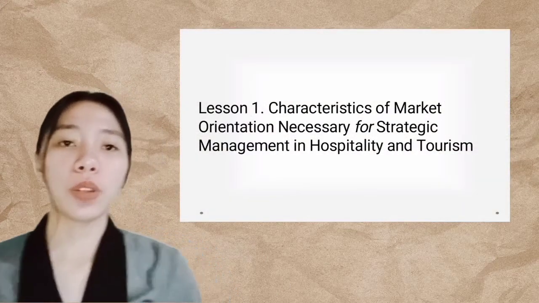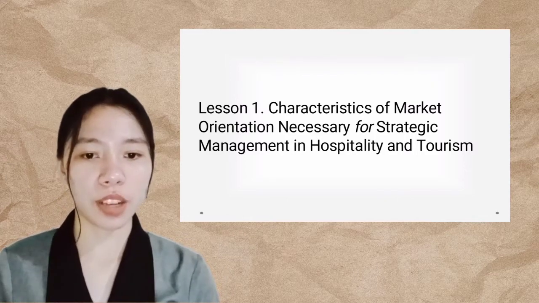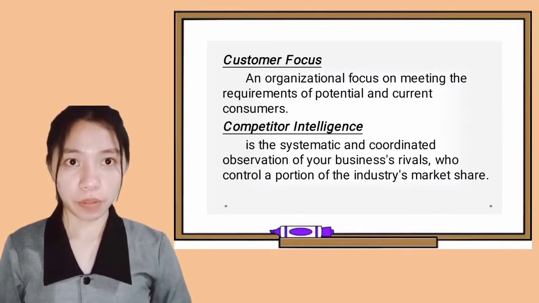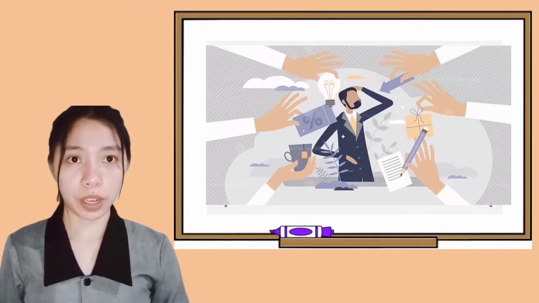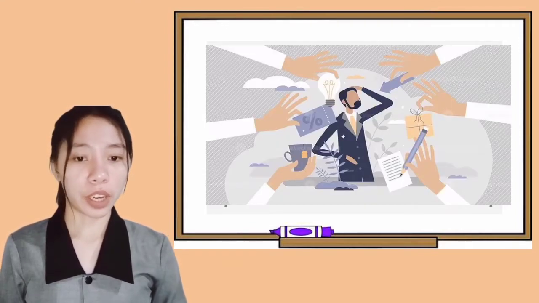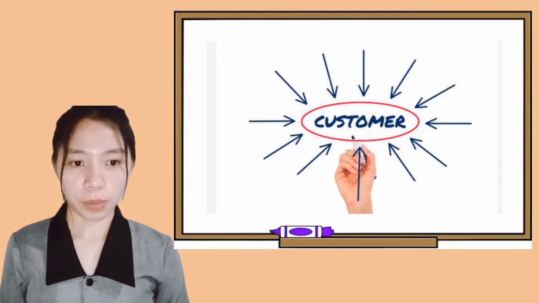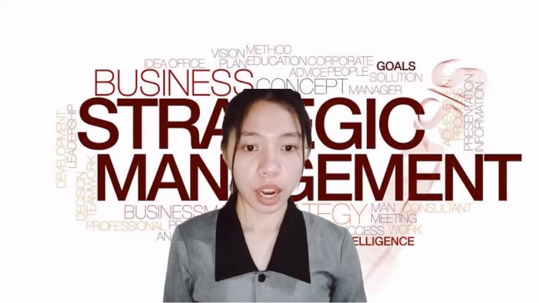So let's go on to lesson 1. Lesson 1 is all about the characteristics of market orientation necessary for strategic management in hospitality and tourism. The first topic is customer focus. When we say customer focus, it deals with the customer being prioritized by the organization, not only by the frontline service staff. Everything should center on the customer, from product design through manufacturing, marketing, and after-sales care.